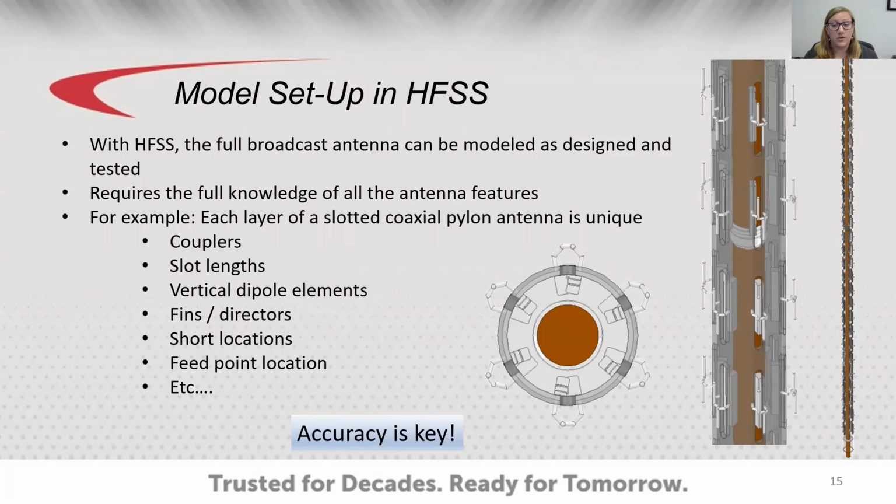Within HFSS, a full broadcast antenna can be modeled as designed and tested in the factory. This requires a full knowledge of all antenna features to construct the most accurate antenna model possible. For example, each layer of the slotted coaxial antenna is unique, which should be reflected in the HFSS model. Coupling structures, dipoles, slot lengths, pattern shapers, etc. all need to have precise dimensions to calculate the antenna radiation characteristics.